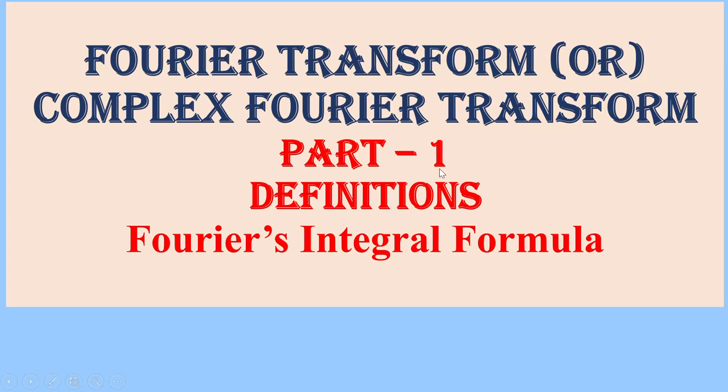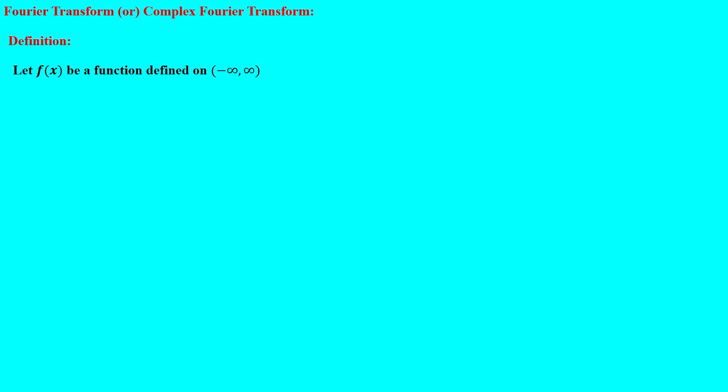Fourier transform or complex Fourier transform. So definition: Fourier transform or complex Fourier transform. Let f of x be a function defined on the open interval minus infinite to plus infinite, that is the real line, and be piecewise continuous in each finite partial interval.